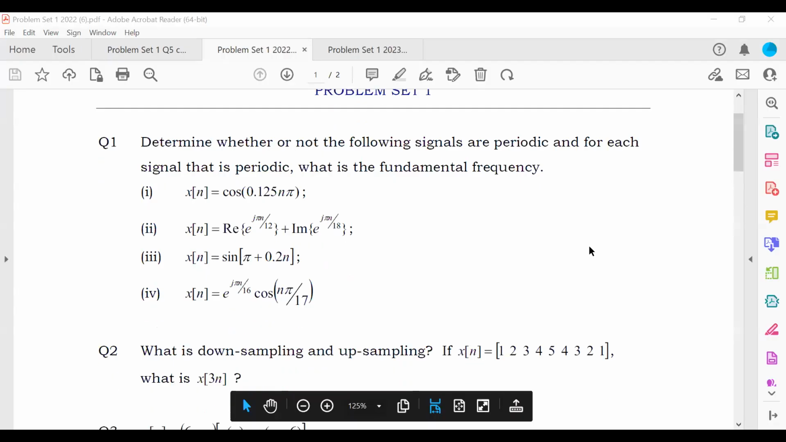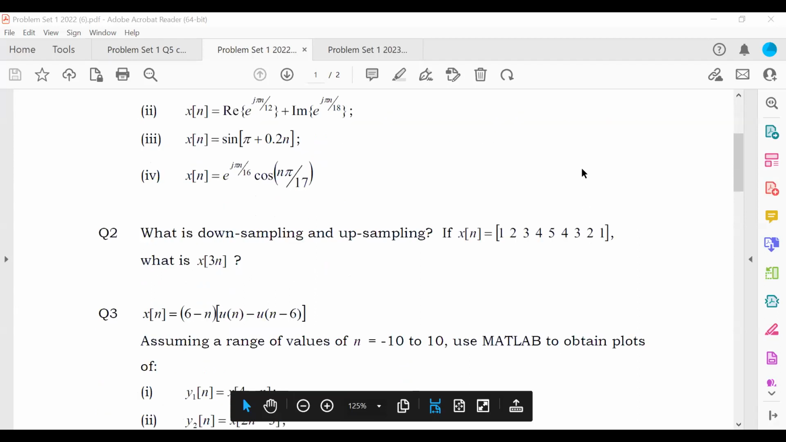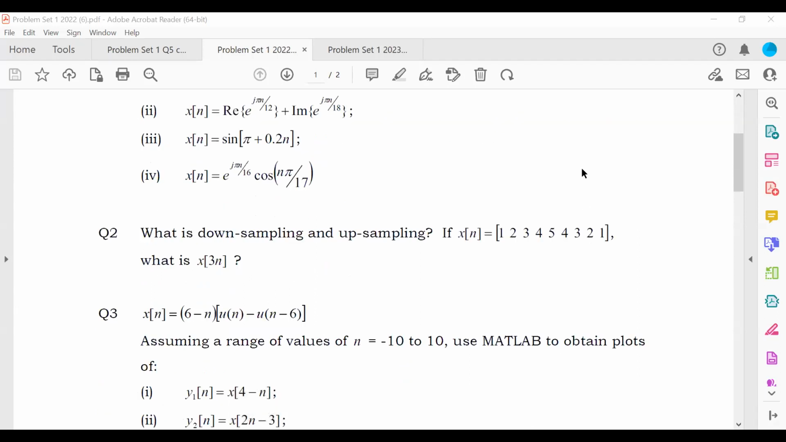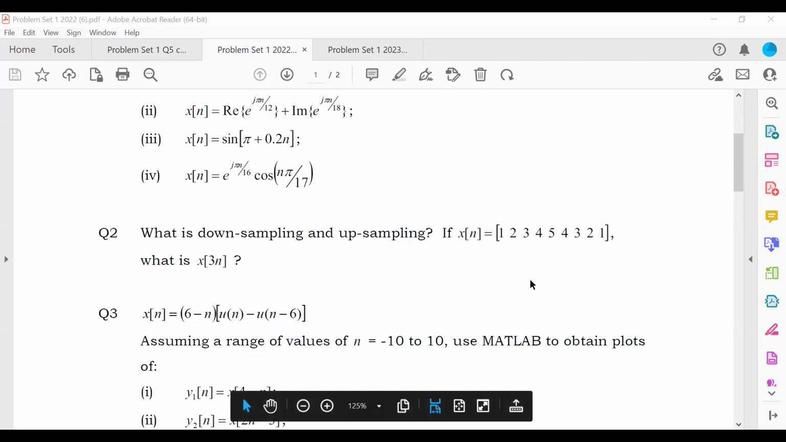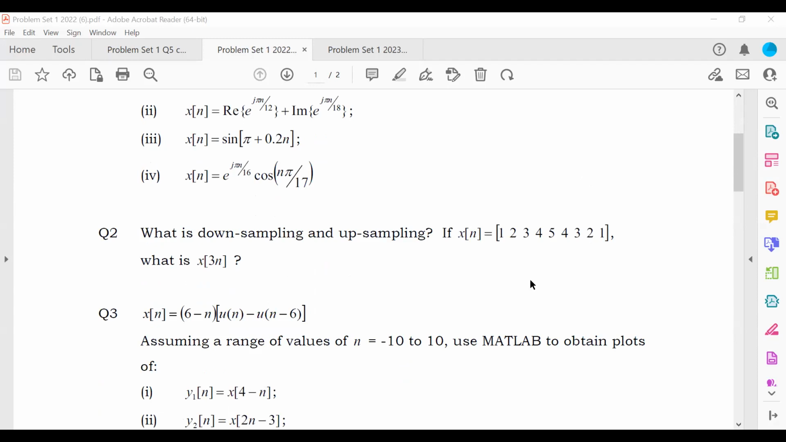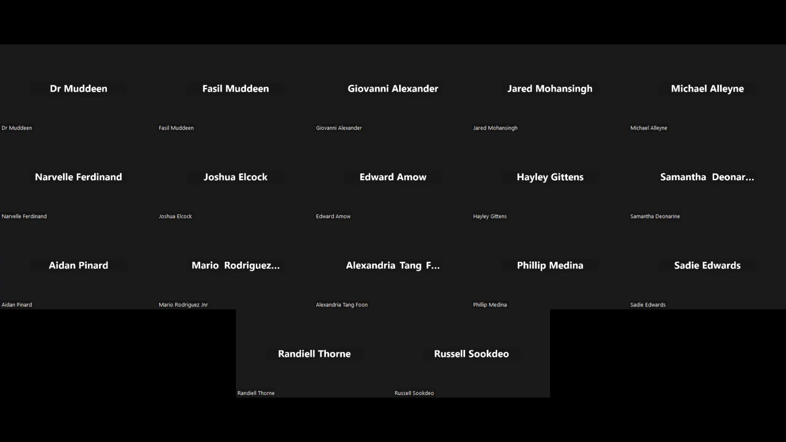Okay, so let's get to the next one. The next problem was, what is downsampling and upsampling? Well, that's straight from the notes. When we downsample, we take the sequence of numbers that we have and remove samples at a particular interval. When we upsample, we insert values in between the samples that exist.